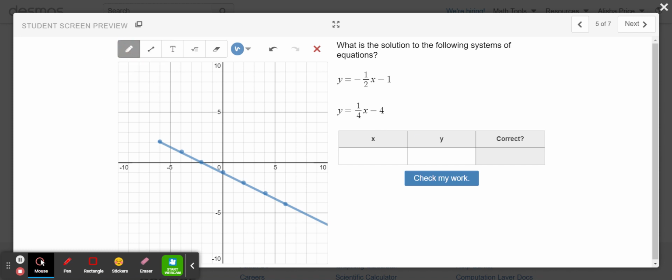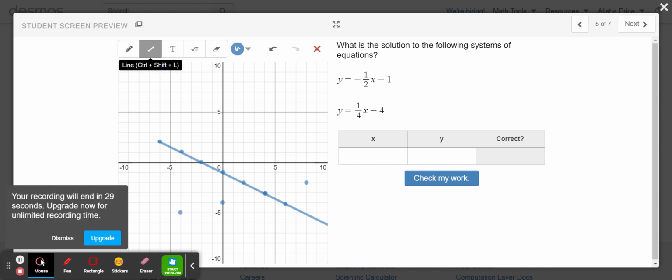Next one, I have y equals 1/4 x minus 4. So I go down to negative 4 and plot my first point. Now my slope is 1 over 4. So I go up 1 and then over 4, up 1 and then over 4. I could also have gone down 1 and then to the left 4 because, again, it's positive. Then I draw my line through my points. I can now see where they intersect.